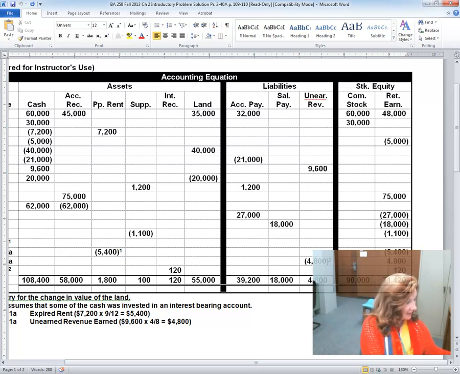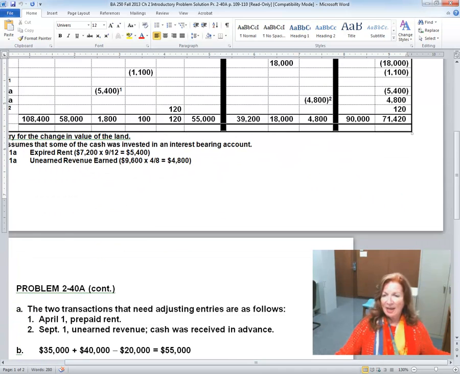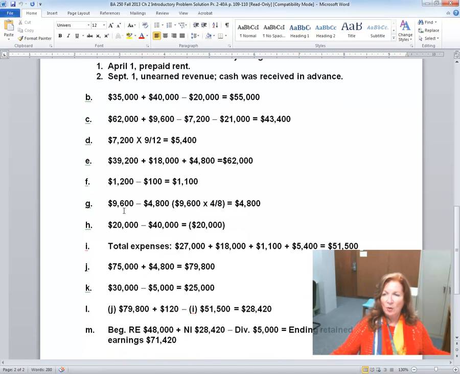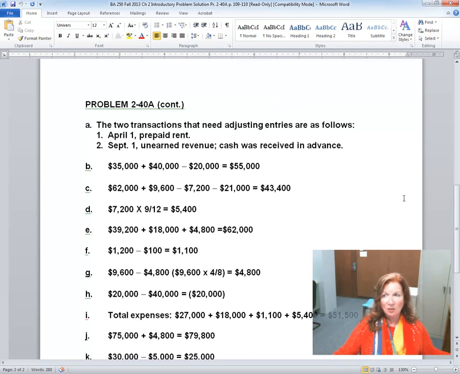Okay, the next question. What amount of net cash flow from investing activities would be reported in the cash flow statement? So now investing activities is H, and as we come down here to H, we're looking for what amount was repaid and what amount was invested. So investing activity is going to be a negative $20,000. So let's go up and look at that.